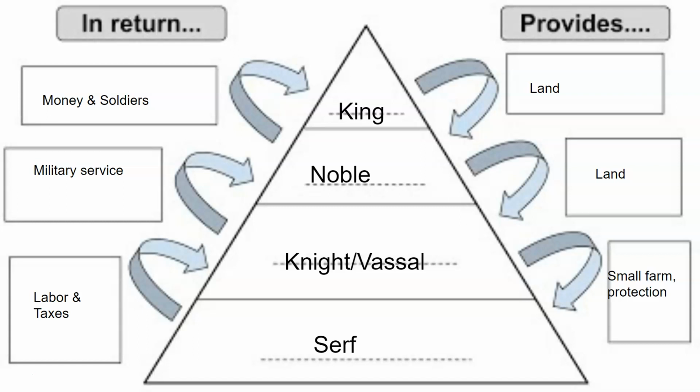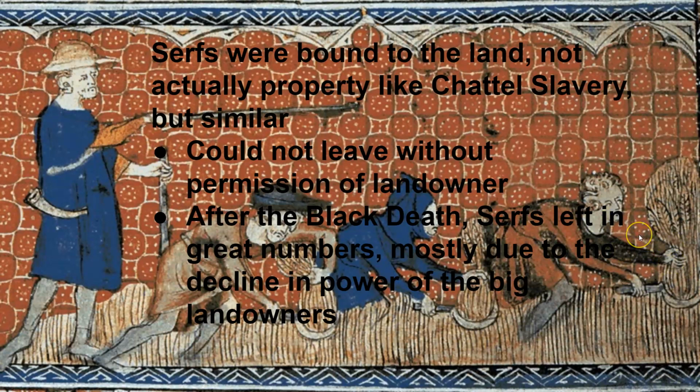The upper parts, the knight and vassal, would provide his sword and military service to his noble, his local lord, who then in turn would provide money and soldiers to the king when the king went to war. Okay, so that's feudalism in a nutshell.